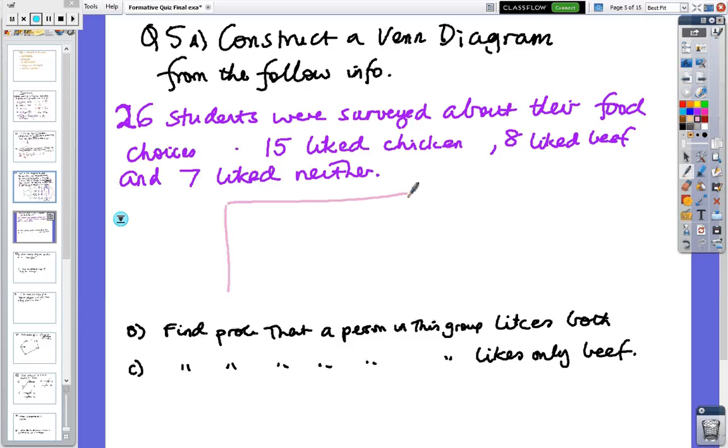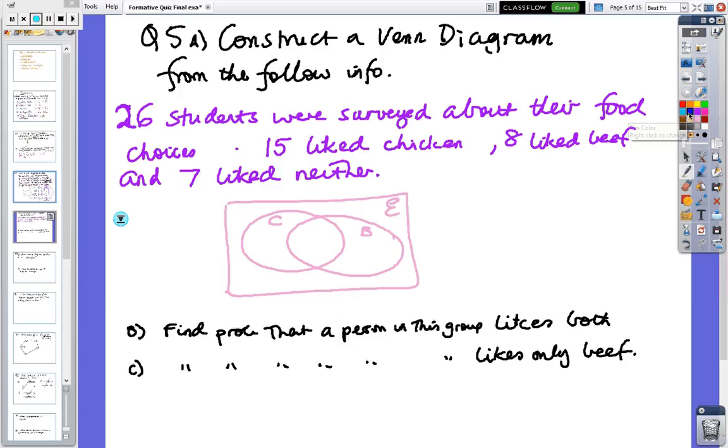All right, we're looking at the universe. So the universe, put a little E in the corner. Okay, make your circles nice and big with overlap, and chicken and beef. And the first thing you do is you put the numbers of who didn't like anything. So 7 people are outside the circles.